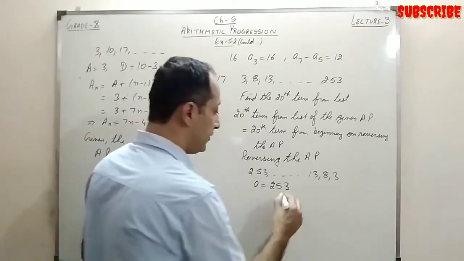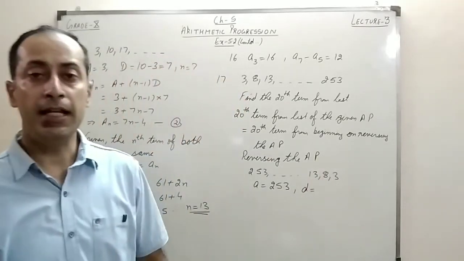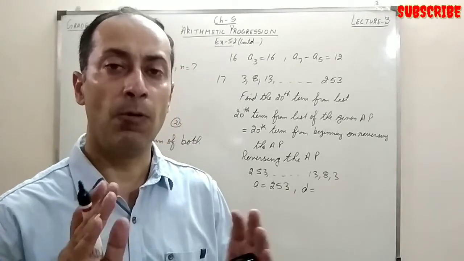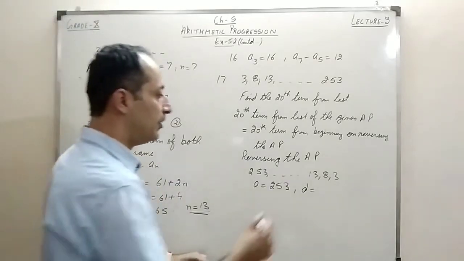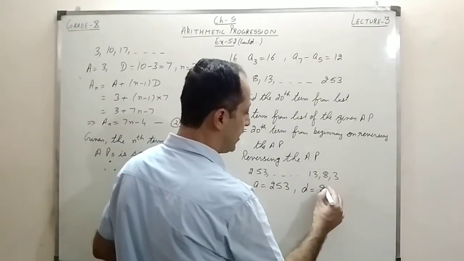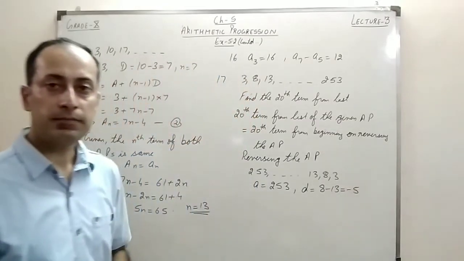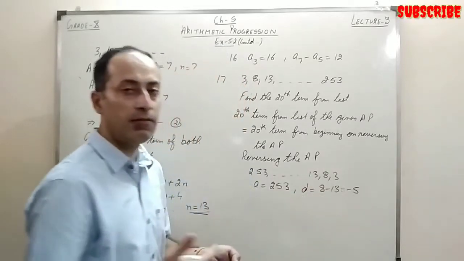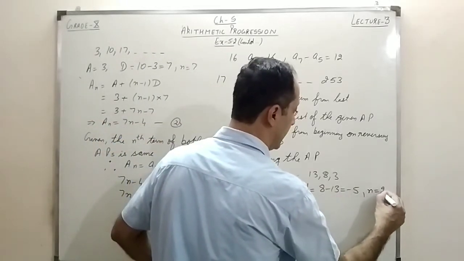And the common difference, you must be thinking how to find it. You can subtract any two consecutive terms and you will get the common difference. So we subtract these two: 8 minus 13, this is minus 5. Now I have to find the 20th term of this AP from the beginning. So I have n equal to 20.